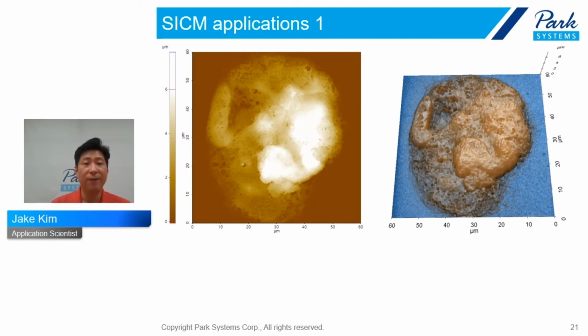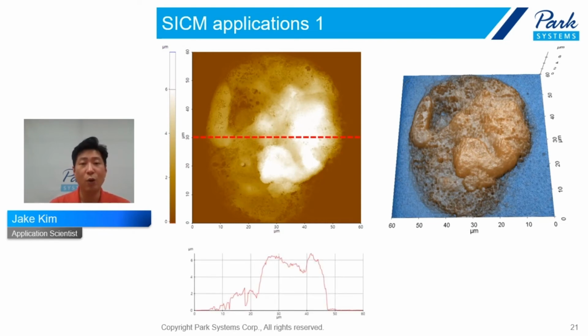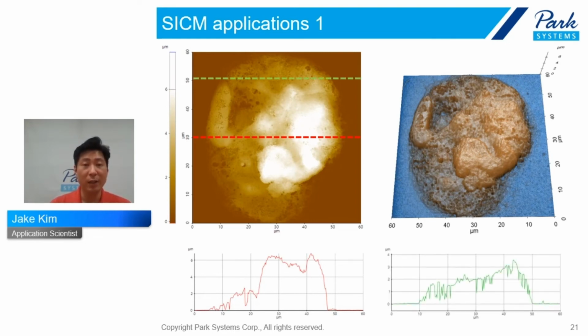Compared to this, the fresh cell with no detergent treatment has a very smooth cell membrane. But after detergent treatment, a rough membrane with lots of tiny holes can be imaged. And holes of approximately 1 micrometer in size are displayed and confirmed in this line profile.